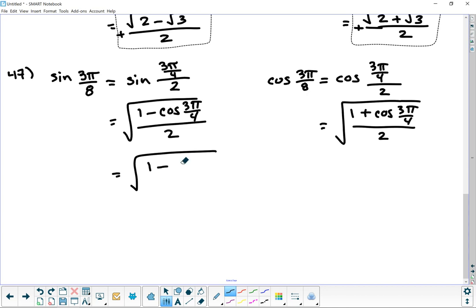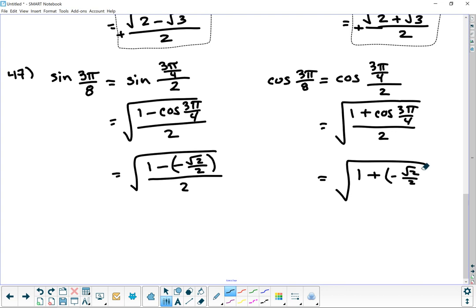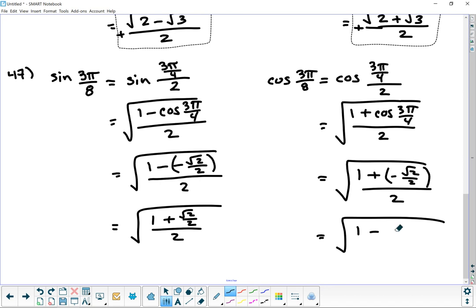So you will have 1 minus a negative radical 2 over 2, over 2. Okay, you've got a double negative thing going on. And this one is going to be positive, but it's still going to be negative. So it'll be 1 plus a negative radical 2 over 2, over 2. Right? So those double negatives are going to combine. So it's going to be 1 plus radical 2 over 2, over 2. And this one's going to combine to be 1 minus radical 2 over 2, over 2.